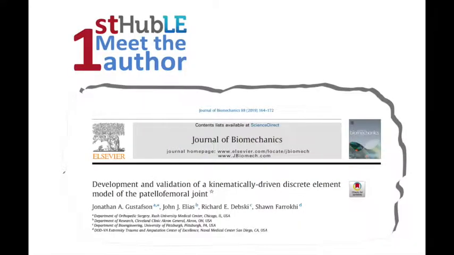And now we're here today to discuss your paper published in the May edition of the Journal of Biomechanics entitled Development and Validation of a Kinematically Driven Discrete Element Model of the Patellofemoral Joint. To begin with, could you tell us a little bit about the background of the work? Yeah, I'd be happy to.